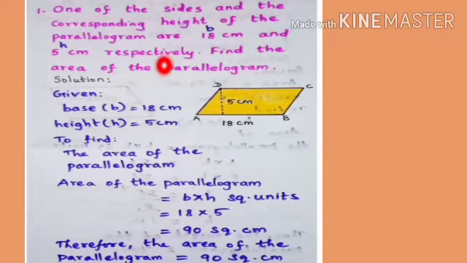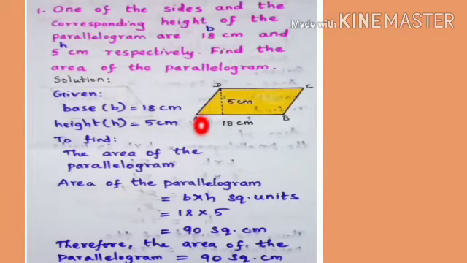So students, here one of the sides. So it means any one of the sides. So that is base. So any one of the sides is given. That is base of the parallelogram is given, which is 18 cm. And 5 cm, which is the height of the parallelogram. So height and base of the parallelogram are given. So here we need to find the area of the parallelogram. So it is very simple.